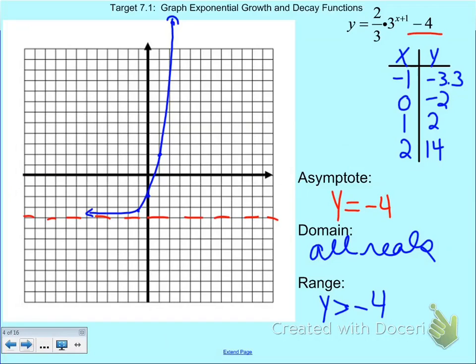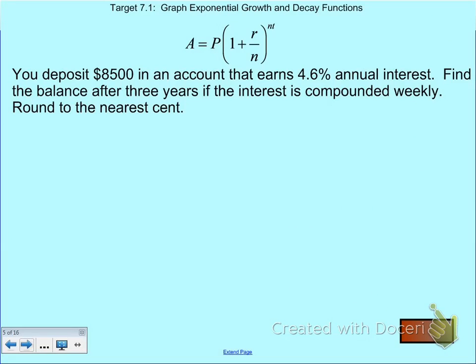And now we're going to do a real-world application problem. I know you're all so excited. Here we go. You deposit $8,500 in an account that earns 4.6% annual interest. Find the balance after 3 years if the interest is compounded weekly. How many weeks are in a year? Round to the nearest cent.